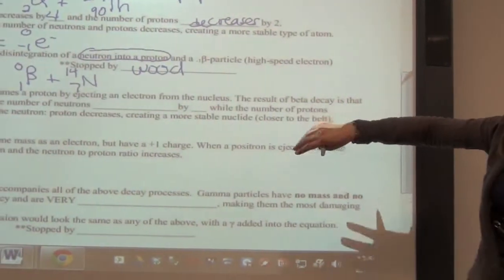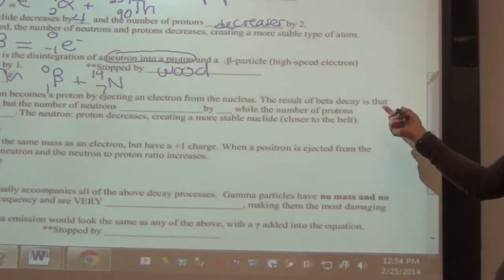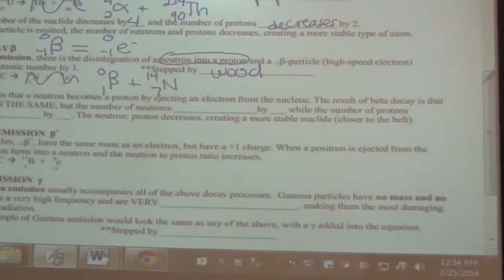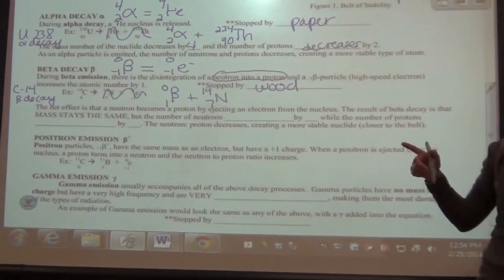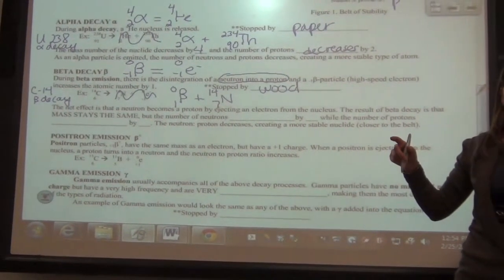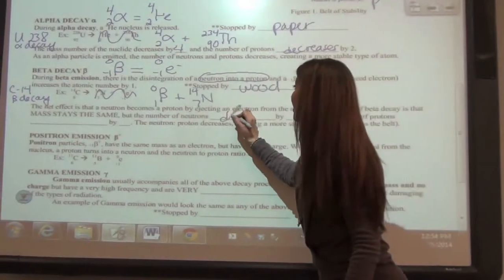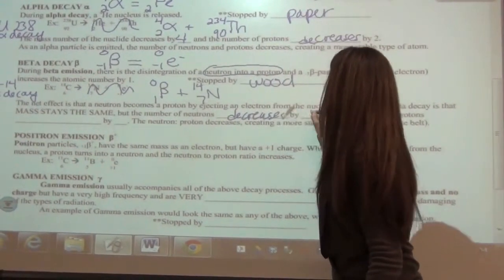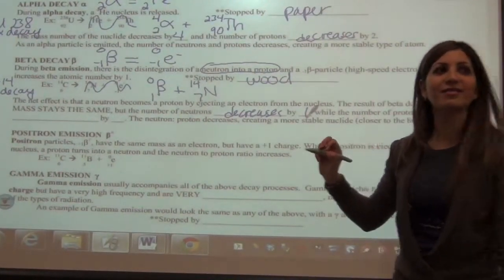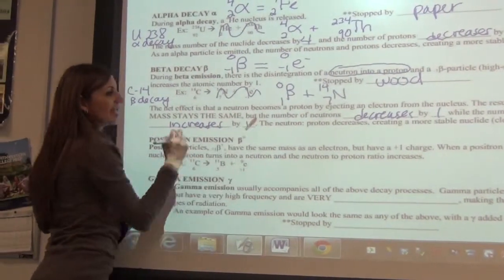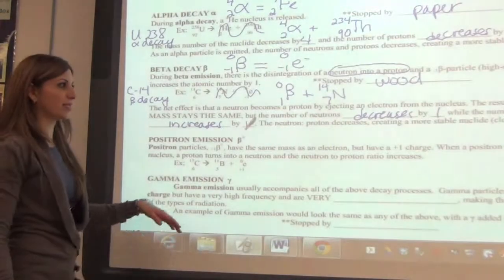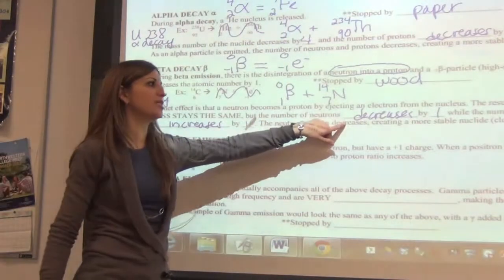This one's really fast. Oh, the net effect is that a neutron becomes a proton. We talked about that by ejecting an electron. The result of beta decay is that the mass stays the same. But the number of neutrons, what happened to the number of neutrons? Decreases by 1. While the number of protons increases by 1. And so then they end up canceling each other out, basically. So your neutron to proton ratio decreases.